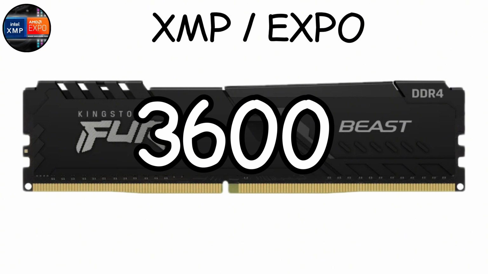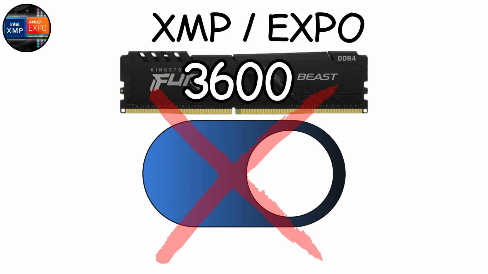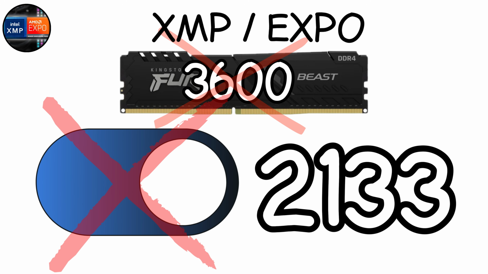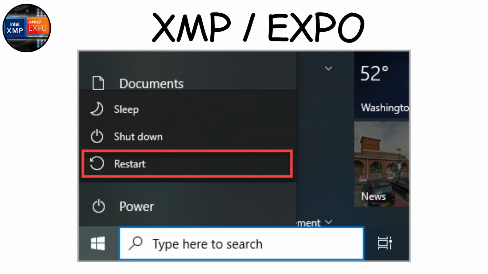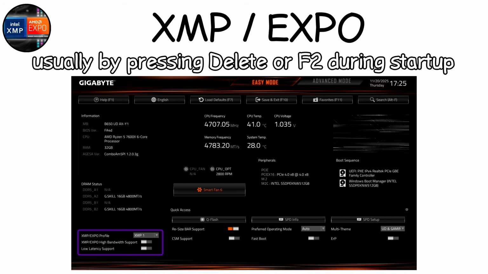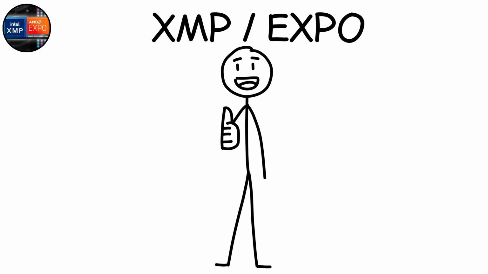If you buy 3600 speed RAM and never enable XMP, your RAM runs at 2133, and you've wasted your money. The process is simple. Restart your computer, enter the BIOS, find the XMP or EXPO setting, enable it, save, and exit. Your RAM will now run at full speed.